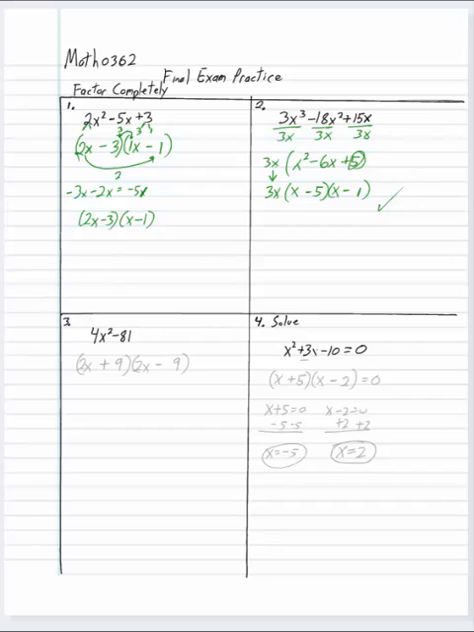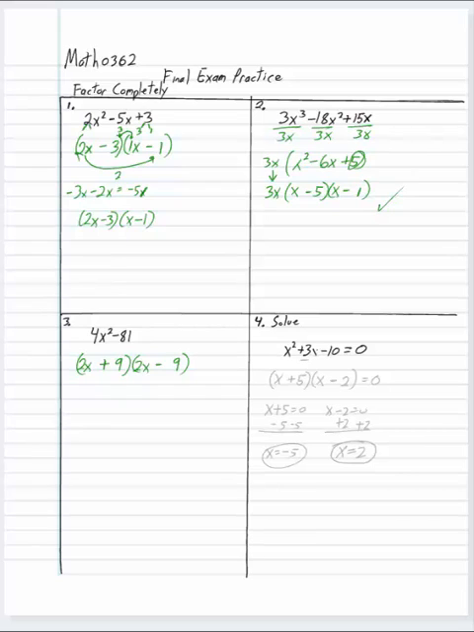Number 3 is a difference of two squares. So this will factor. 4x squared will break up into 2x and 2x. 81 will break up into 9 and 9. And for our signs, we will go plus and minus.